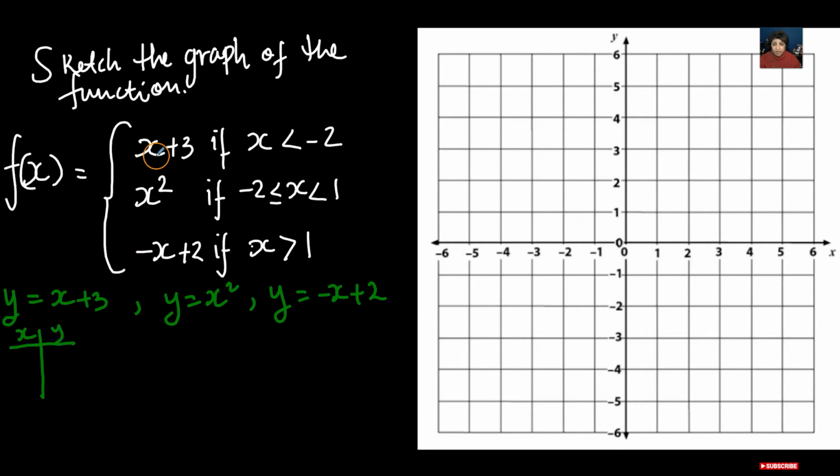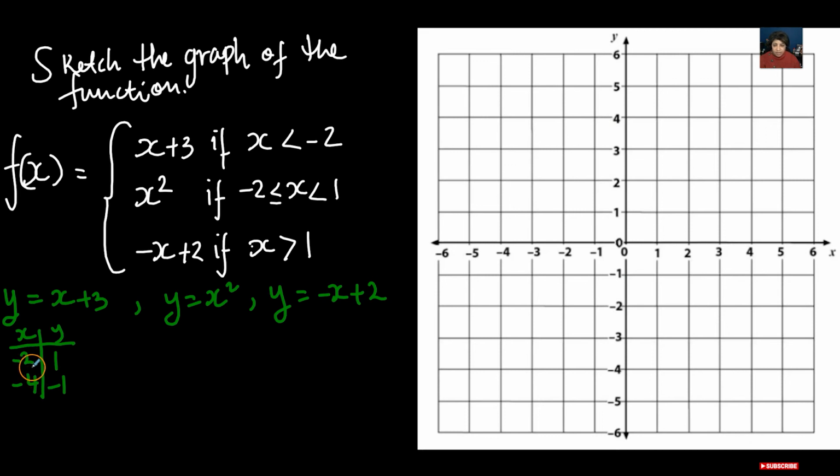So for the first one, x plus 3 is valid when x is less than -2. So we always start with what we're given here. We've got -2. If I put that in, y equals -2 plus 3, then y is equal to 1. Then I can choose another value which is less than -2. So I could choose -4 just to have more gap. So -4. If I put that in my function, y equals -4 plus 3, I will have -1. Now I can go ahead and draw this line.